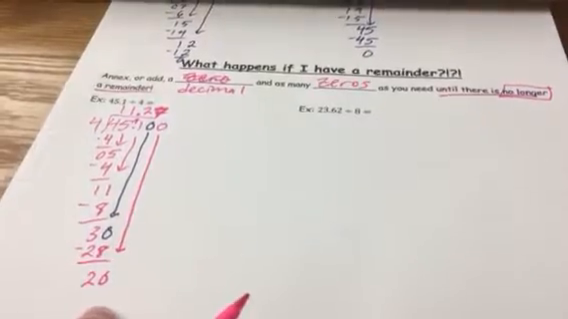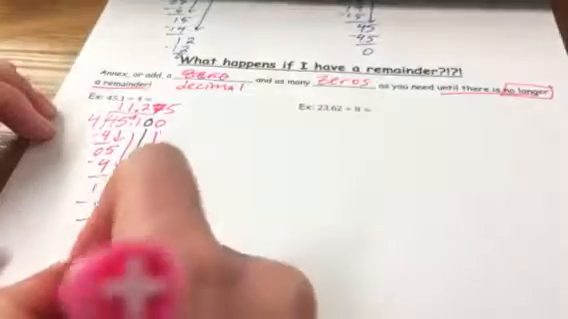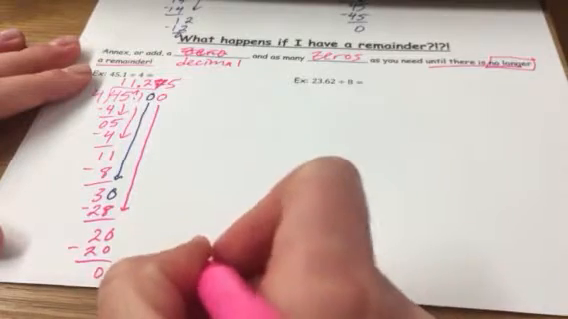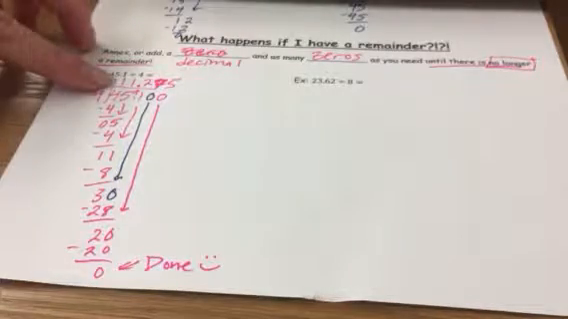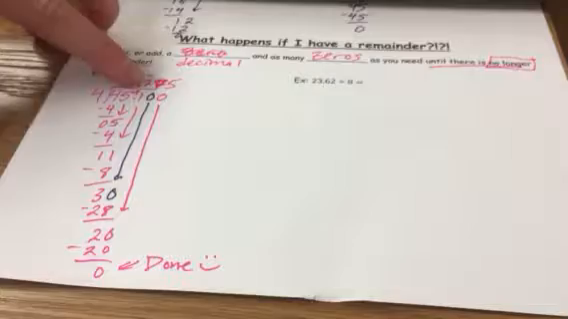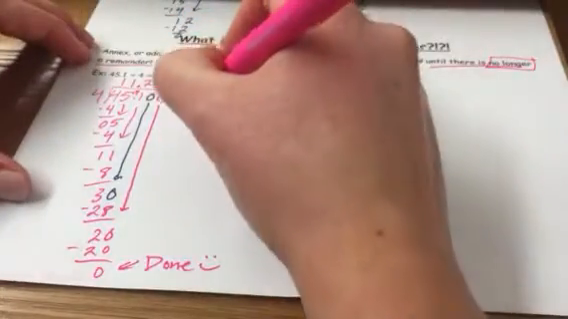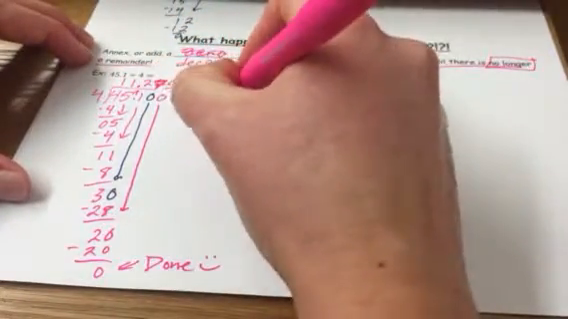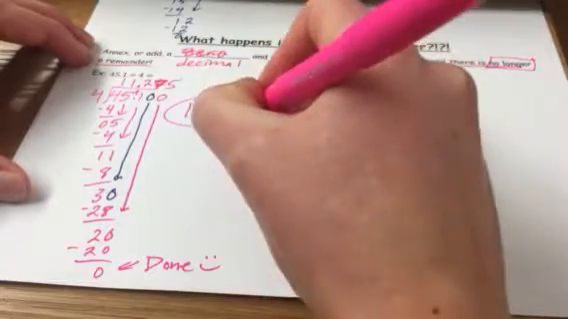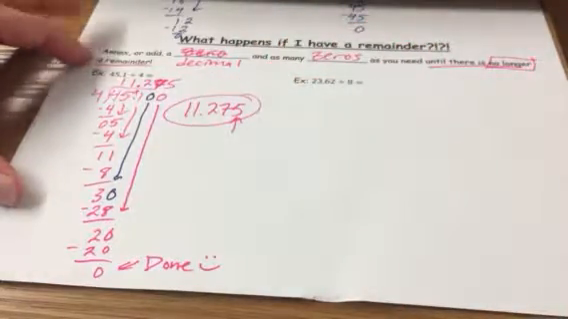Okay, so again, I'm back here. 4 goes into 20 5 times. So that's going to be 5. I subtract 20. I get 0. So now that I've gotten 0, yay! We're done. So our answer is 11 and 275 thousandths. I'll rewrite that. So my answer is 11 and 275, and that's the thousandths place value.